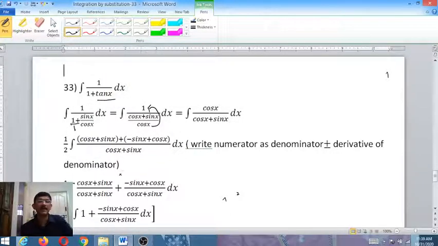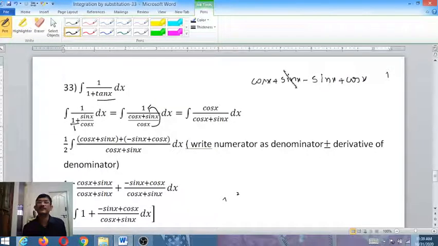Why have I written it like this? Because look here, cos x plus sin x is there. This numerator I have written as cos x plus sin x. What is next here? Next it is plus into minus sin x plus cos x. If you simplify this expression, these two get cancelled. What is remaining? Cos x plus cos x. 2 cos x is remaining here, isn't it?